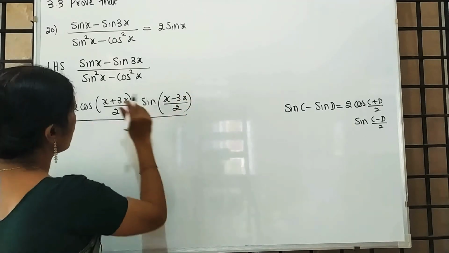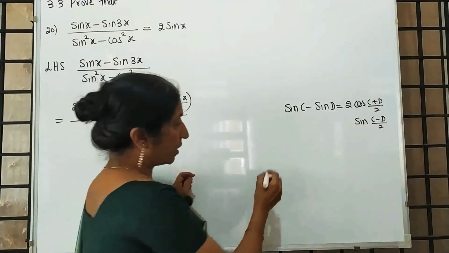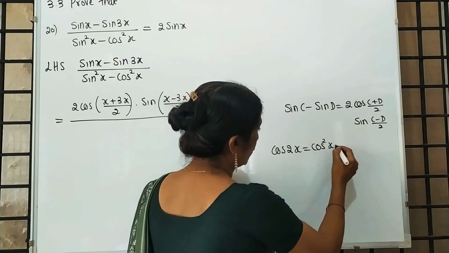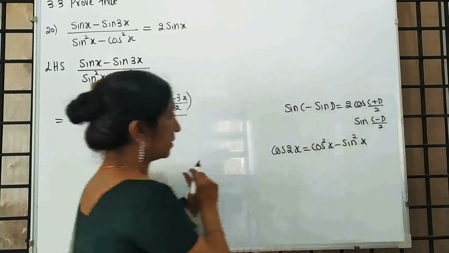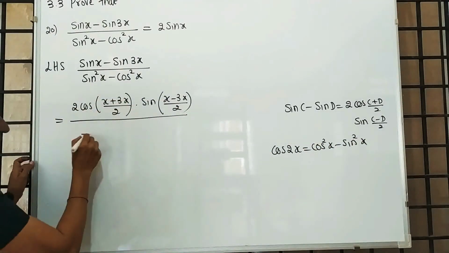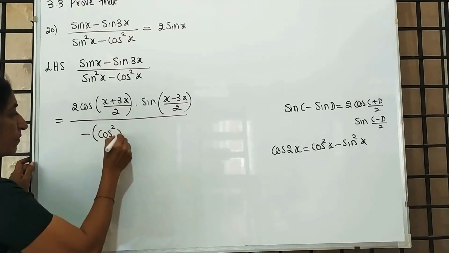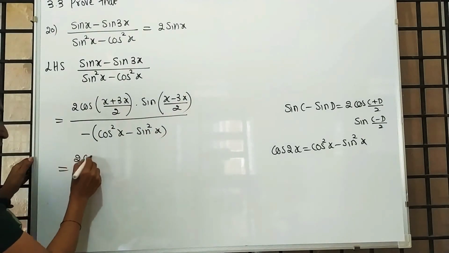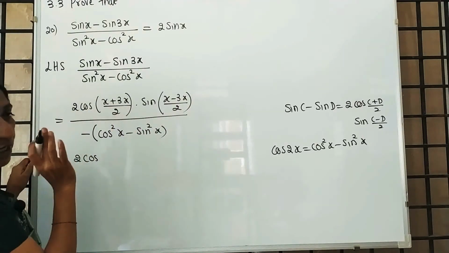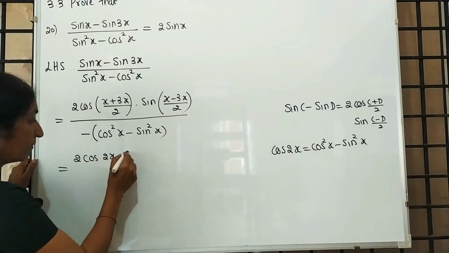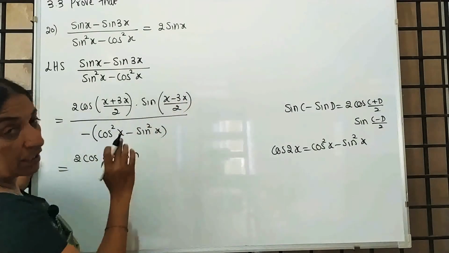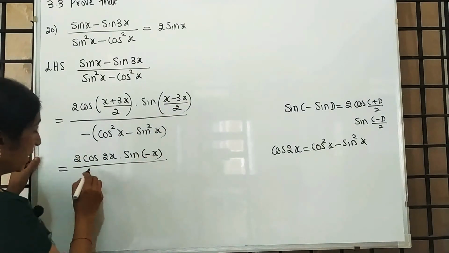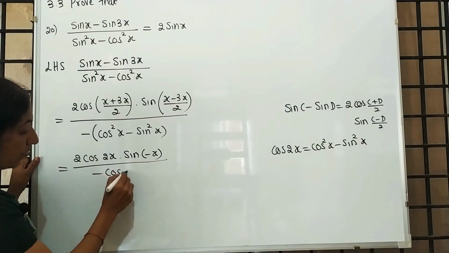And the denominator is near to the formula but not the formula. What is the formula? Cos 2x is cos square x minus sin square x. But here we have sin square minus cos square. Take minus common. It is cos square x minus sin square x. So 2 cos x plus 3x is 4x, 4x divided by 2 is 2x. And sin x minus 3x is minus 2x divided by 2 is minus x. Divided by, now it is minus cos 2x.